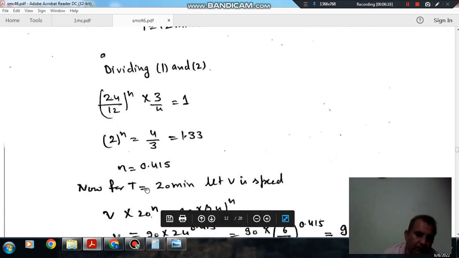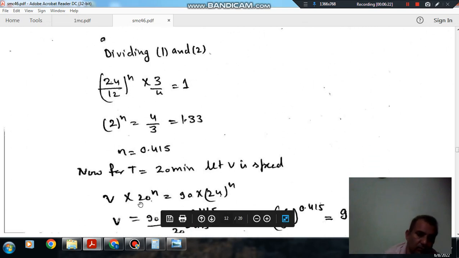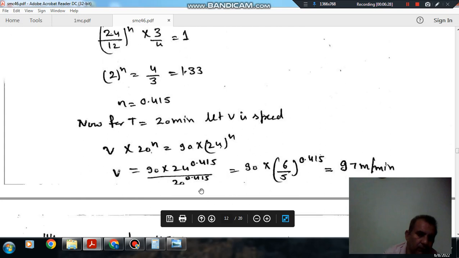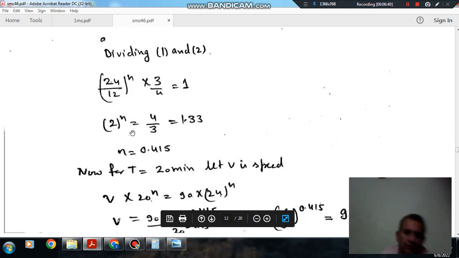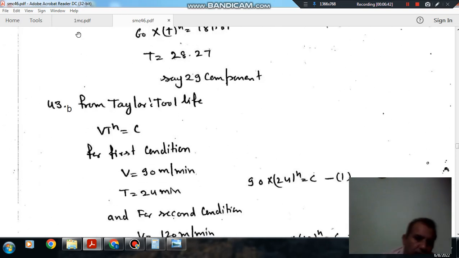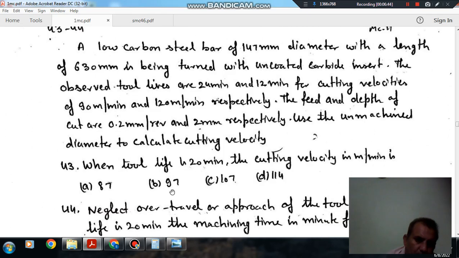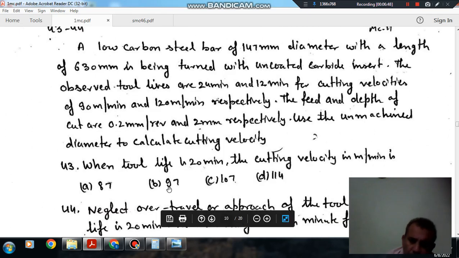Now when the tool life is 20 minutes, the equation is V into 20 raised to power n, and this is 90 into 24 raised to power n. So n is 0.415, and putting the value of n, V becomes 97 meter per minute. So the answer to question 43 is B. The speed at tool life 20 minutes is 97 meter per minute.